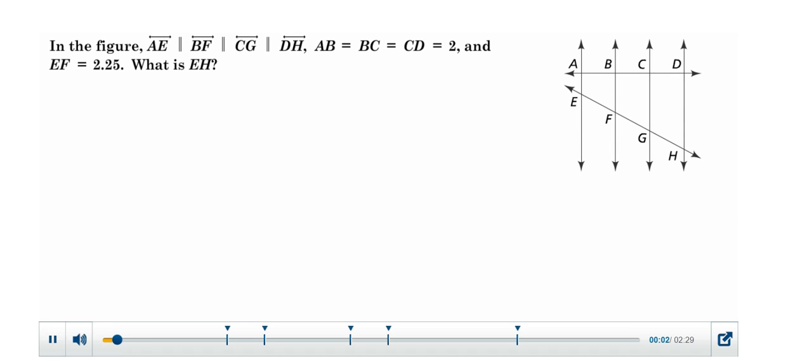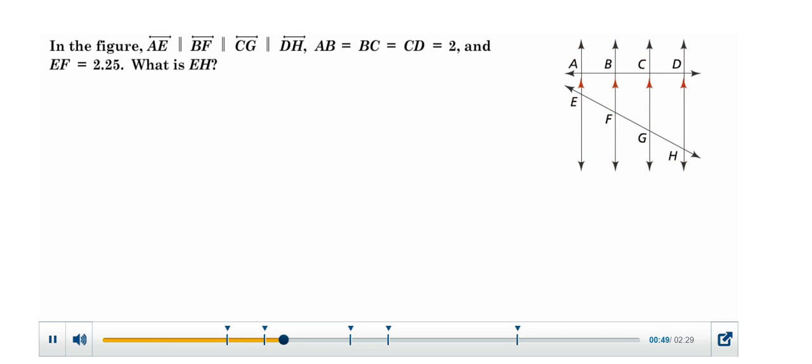Alright, let's see here. We got a lot going on. So take a look. We got two transversals. All of these are parallel: AE, BF, CG, DH. These are all parallels. And it says AB, BC, CD are all equal. So these are all congruent segments, and they're all equal to 2.